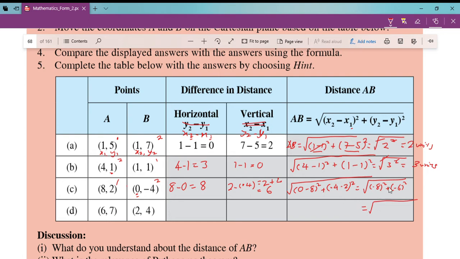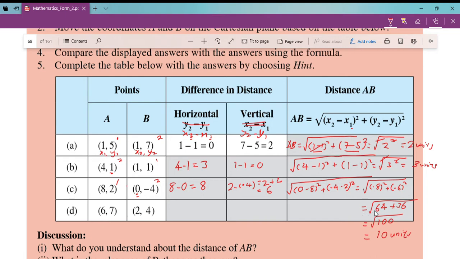So negative 8 squared, you have 64. Negative times negative becomes positive, that's why the negative sign is gone. And here, negative 6 squared, you will get 36, right? So when you sum up, you get square root of 100. Press your calculator and you will get the final answer, which is 10 units.